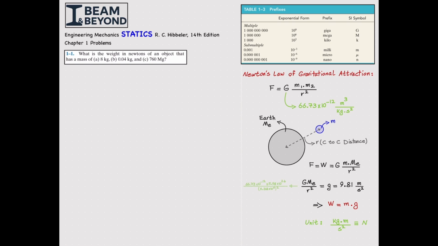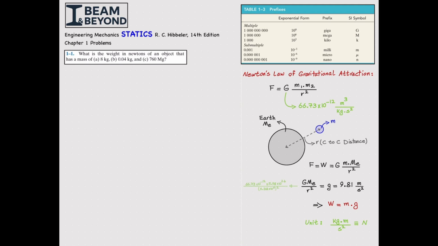Here we have Newton's law of gravitational attraction. F is the force of gravitation between two particles. G is the universal constant of gravitation. M1 and M2 are the masses of the two particles, and R is the distance between the centers of these two particles. Weight, by definition, is the downward force an object experiences due to gravity.